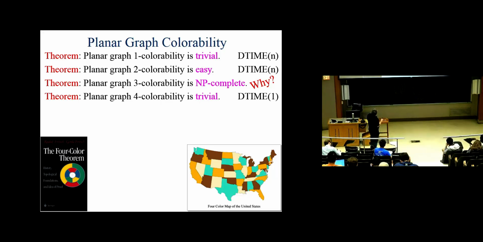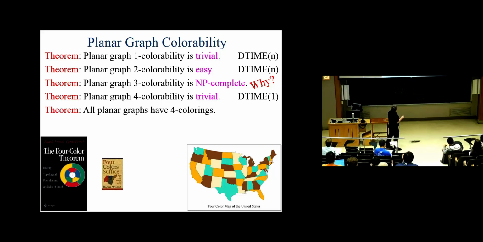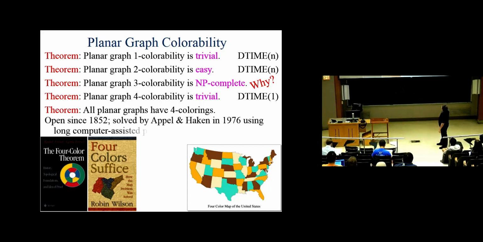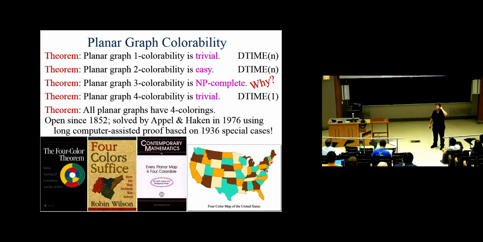Four-colorability turns out to be trivial again for planar graphs, because every single planar graph is four colorable no matter what. That's the famous four-color theorem for maps. If you take a map and replace it with a graph where nodes become the landmasses and neighbors become edges, it turns out that's the four-color theorem, which had been open since 1852 and was finally solved in 1976, over a century later. So it was an open problem in graph theory for over a century.